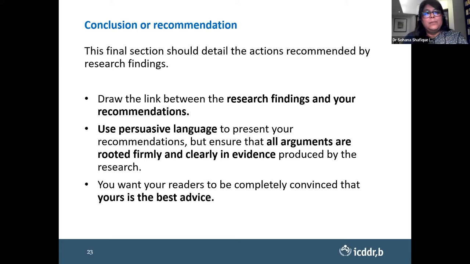So it's very important that we discuss with our research group and, if possible, have a small validation workshop with our stakeholders before publishing this policy brief. Whatever we have been recommending here should be acceptable to our policymakers. So it's always very important that before publishing it, you have discussed with some experts or key stakeholders, so that whatever you are recommending is very convincing to the policymaker.